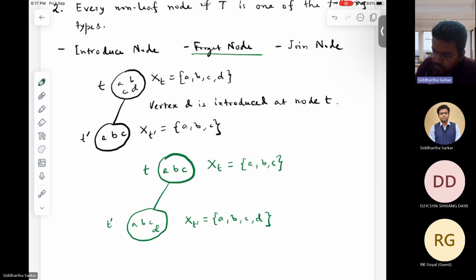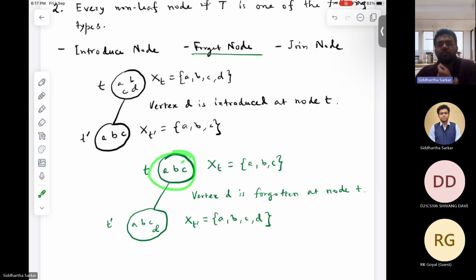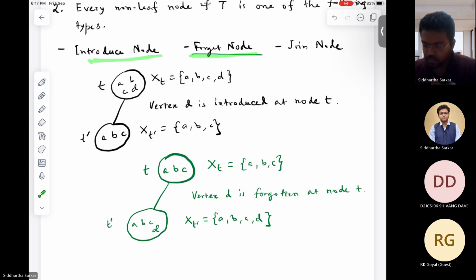So we will say that the vertex D is forgotten at node T. So there is exactly one vertex which is a difference, and that vertex is missing in the parent. In that case, the parent will be called a forget node. Okay, it's just a symmetrical definition.